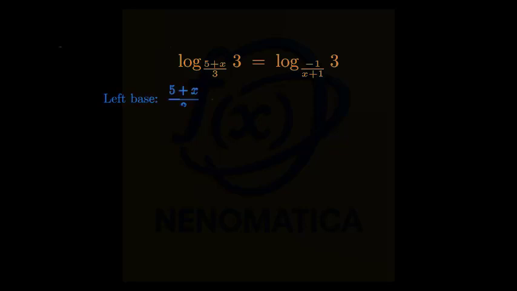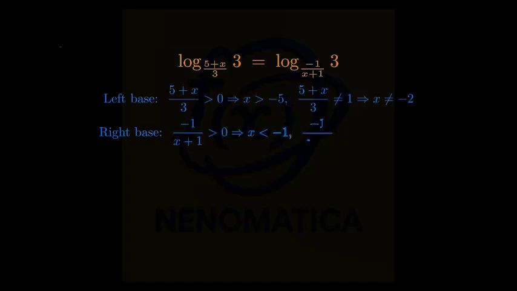In this example, we will solve a logarithmic equation step by step and check the domain carefully. Here is the equation. Step 1. For a logarithm, the base must be positive and not equal to 1. We apply this to both bases. For the left base, (5 plus x)/3 is greater than 0, giving x greater than negative 5, and it cannot equal 1, giving x not equal to negative 2.